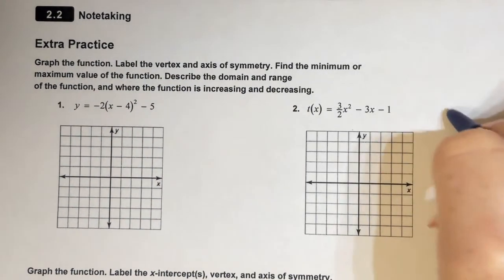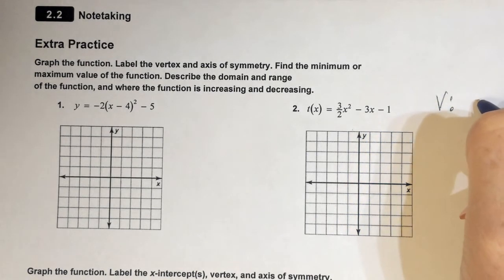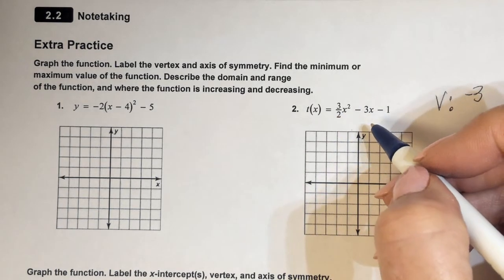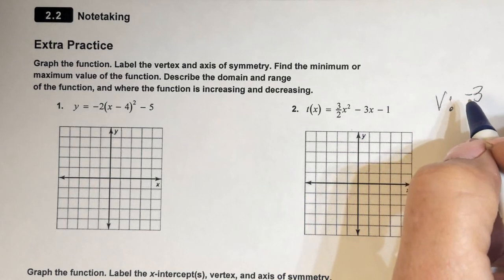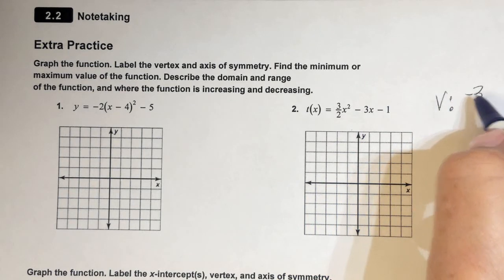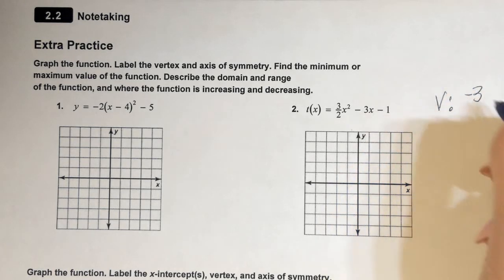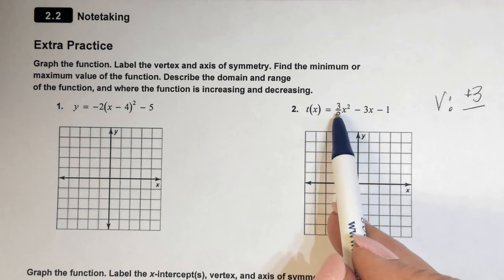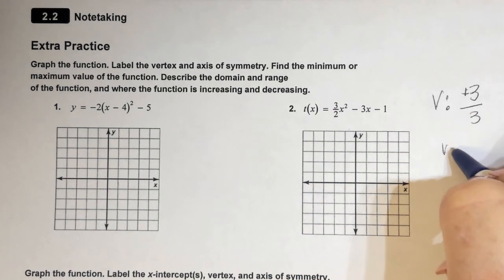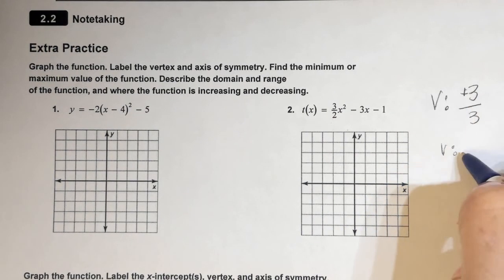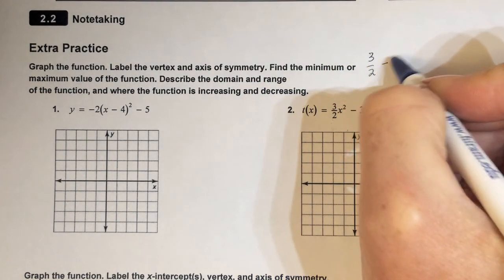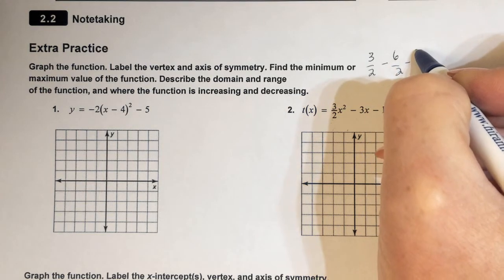So first I'm going to have to find the vertex. To find the vertex, I'm going to have to do that negative b. What's negative b? It's not going to be negative 3. It's negative negative 3, which is 3. So it's going to be 3 divided by 2 times a. What's 2 times 3 halves? 3. Okay, so then what's our vertex going to be? X value of 1. I have to plug it back in. 1 squared is 1, so I'm going to have 3 halves minus 6 halves minus 2 halves.